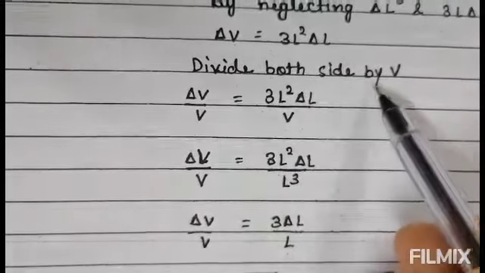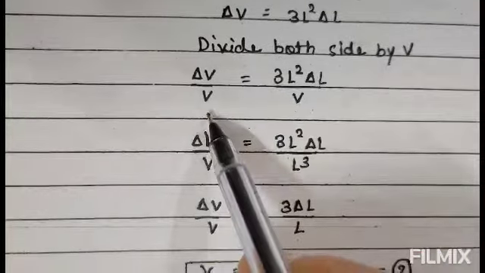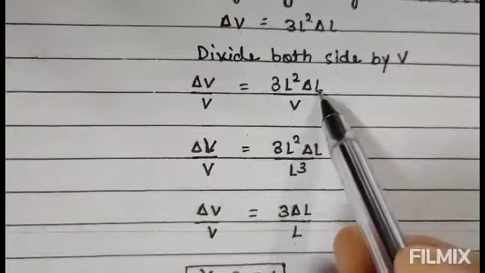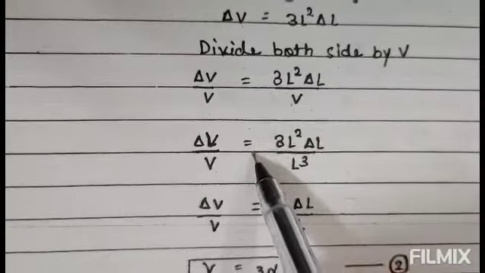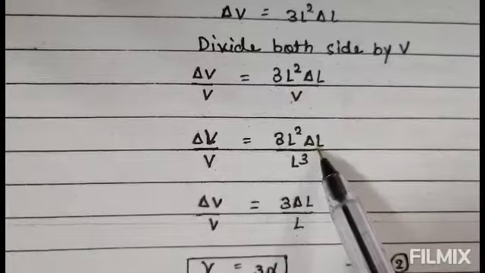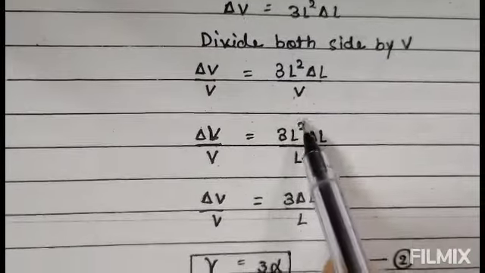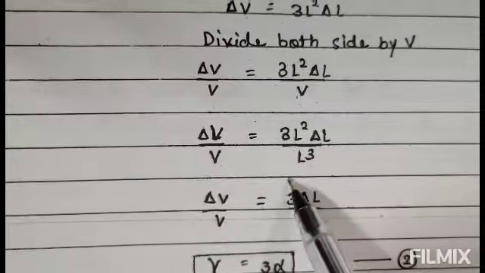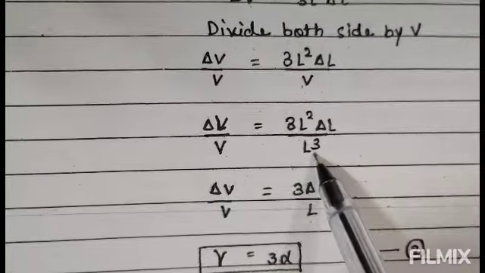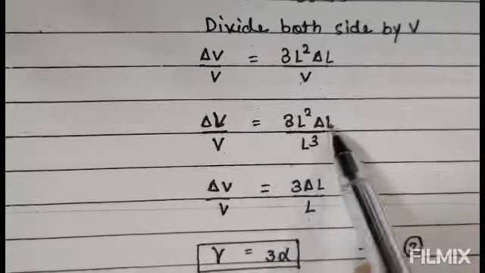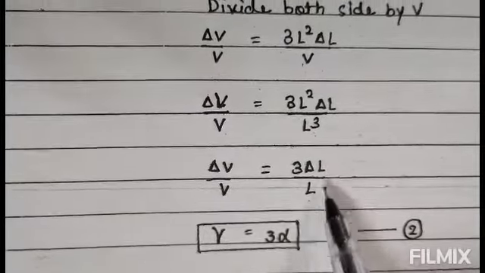We'll divide both sides by the original volume. So del V upon V is equal to 3L square del L upon V. In place of V we can write L cube. The L square from the numerator and the L square from the denominator will cancel. In the denominator one L will remain, and in the numerator 3 del L will be there. So del V upon V is equal to 3 del L upon L.